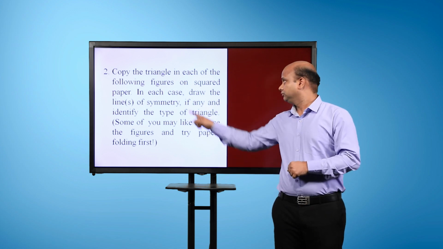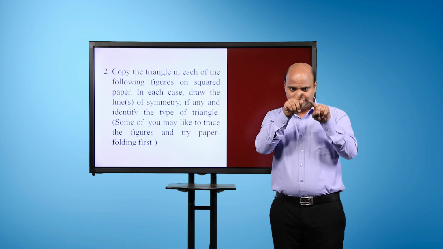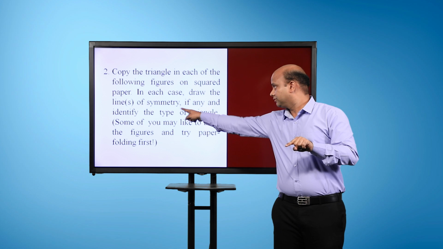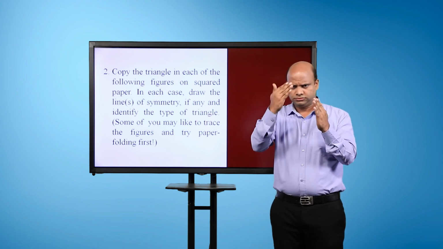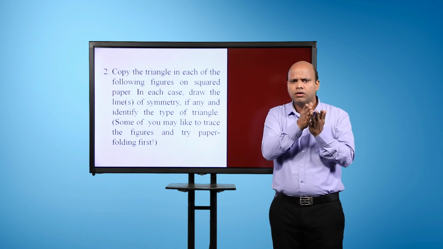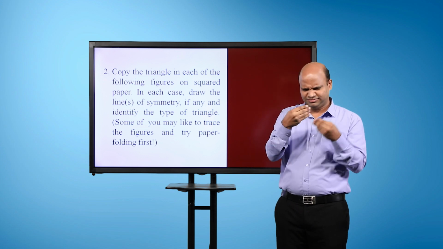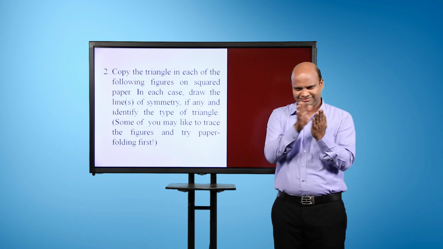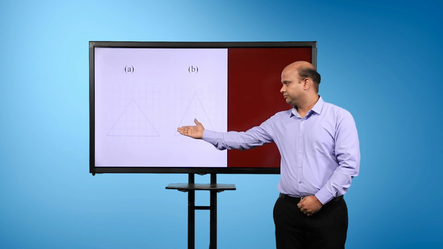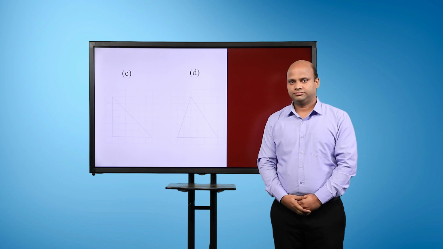2. Copy the triangle in each of the following figures on squared paper. In each case, draw the line or lines of symmetry, if any, and identify the type of triangle. Some of you may like to trace the figures and try paper folding first. We have 4 figures A, B, C and D shown on squared paper.